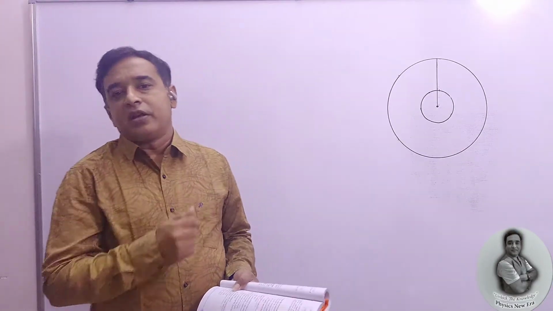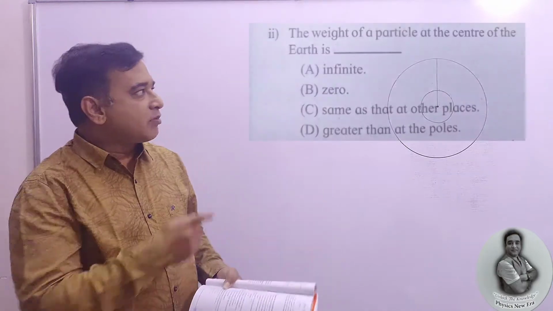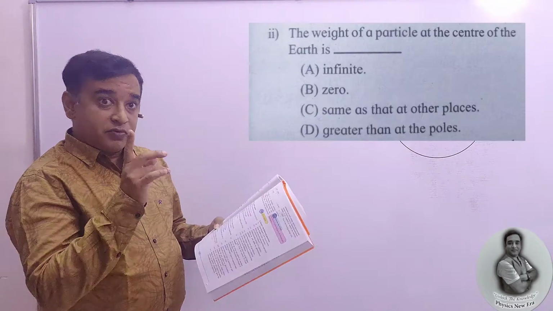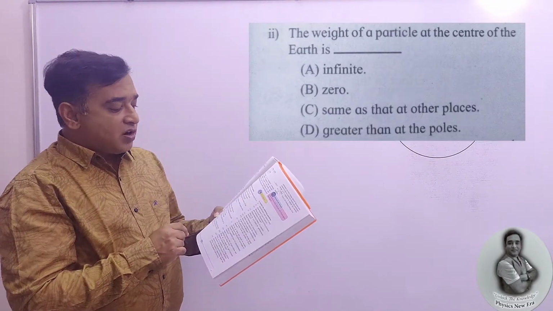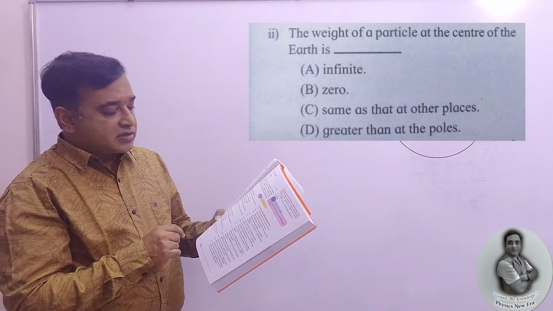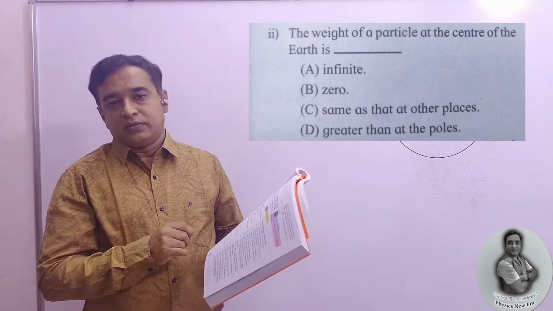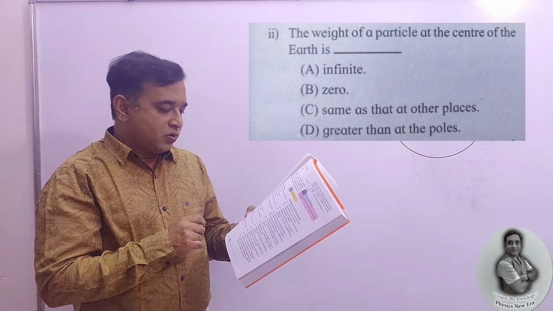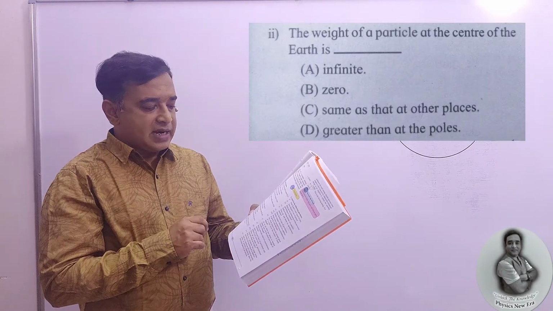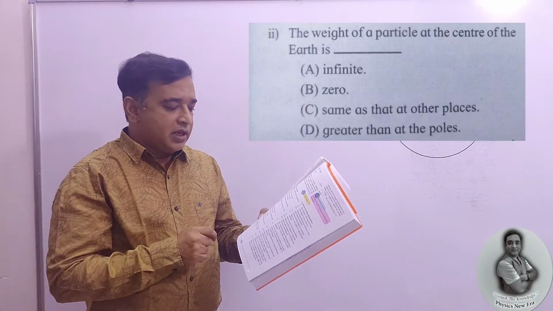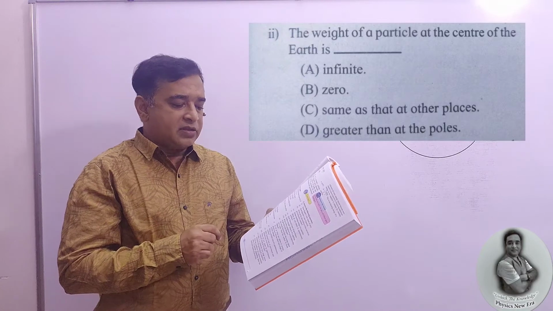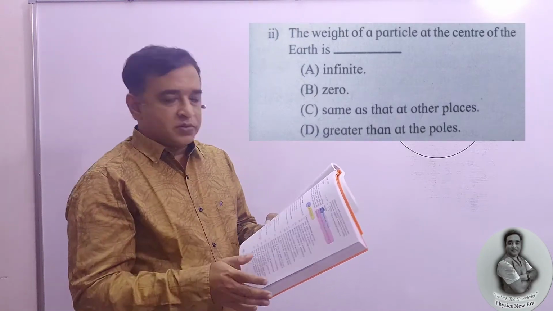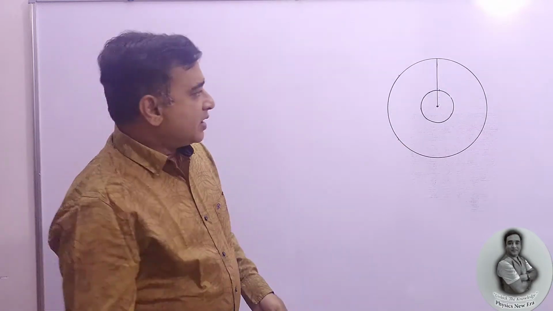Now we have the second MCQ. Let us start with this one. I am going to read. The weight of a particle at the center of the earth is dash. A. Infinite. B. 0. C. Same as that at other places. D. Greater than at the poles. Let us explain this one.